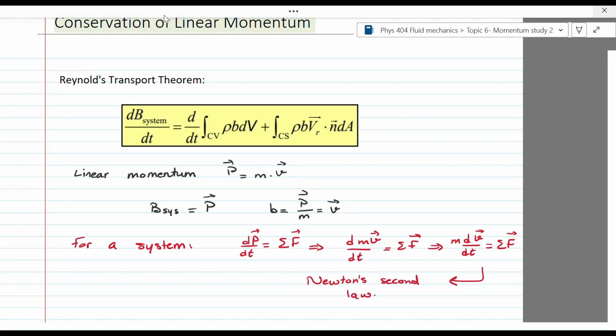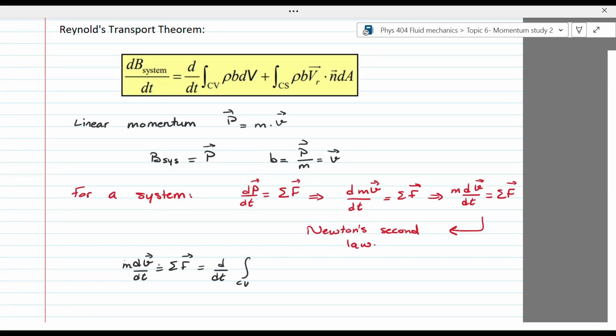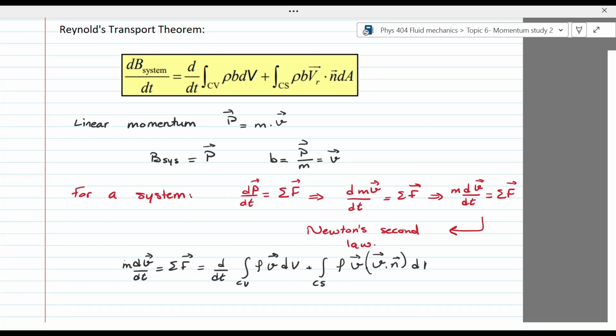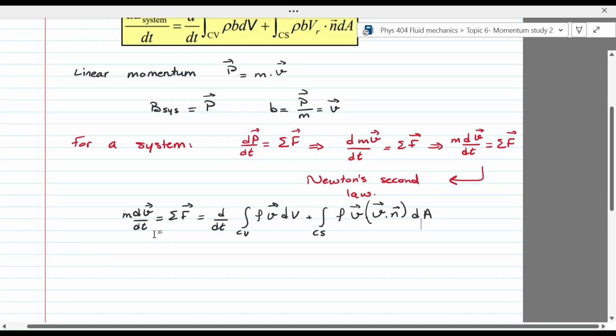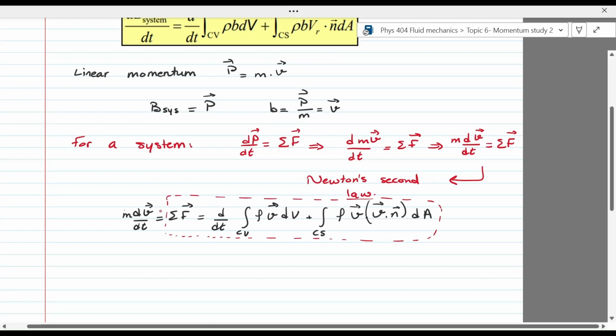If we plug this into our transport theorem, we will have m dV by dt equals the sum of forces, and this is equal to d by dt of the integral over the control volume of rho times V dV, plus the integral over the control surface of rho times V. I'm considering a control volume that is at rest, so V_R will be V itself. This is dot n dA. So that's our equation. Now we can take the right-hand side of the conservation equation of the system and put it with the control volume equation, and this is our conservation law for the linear momentum in a control volume.